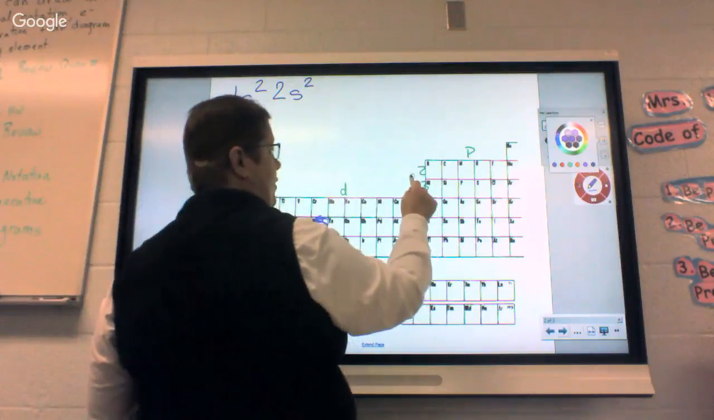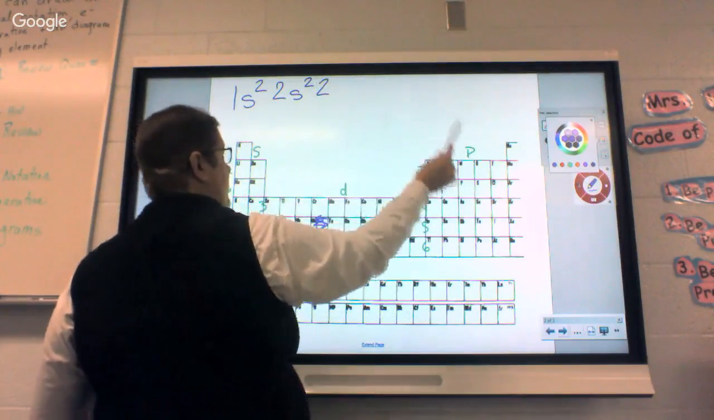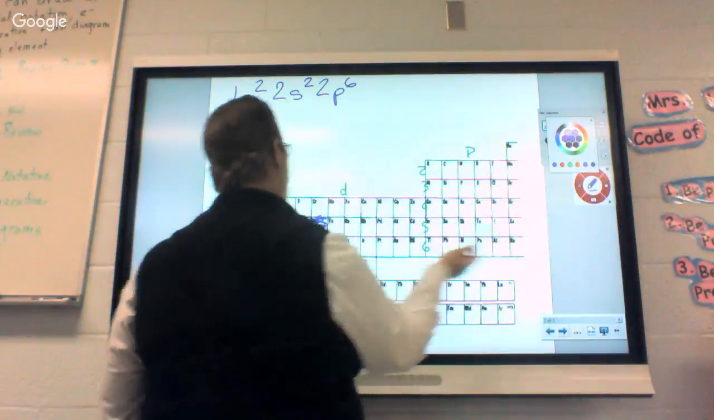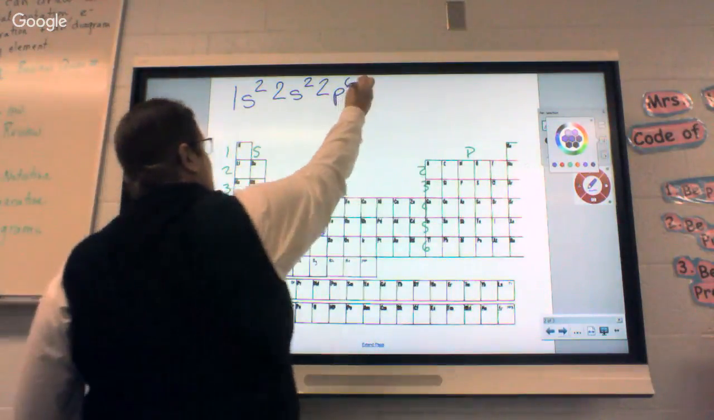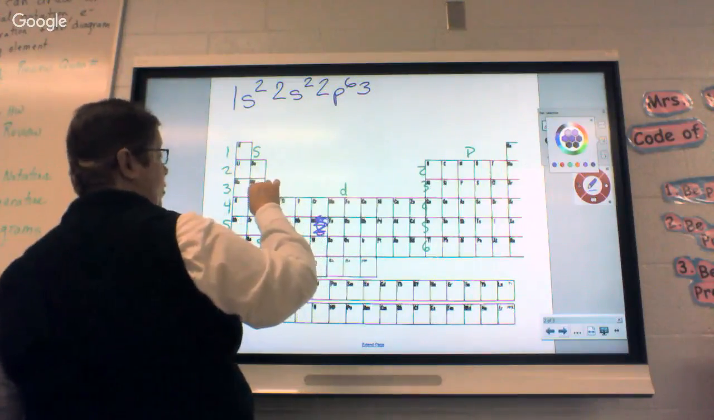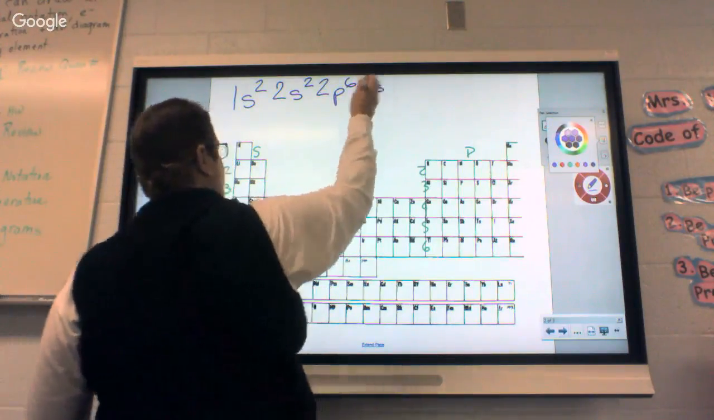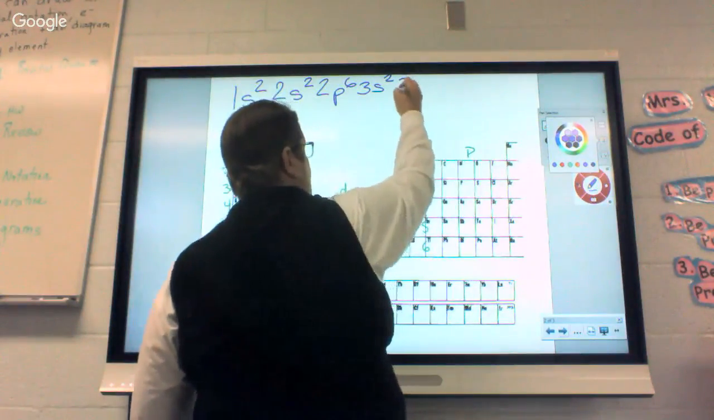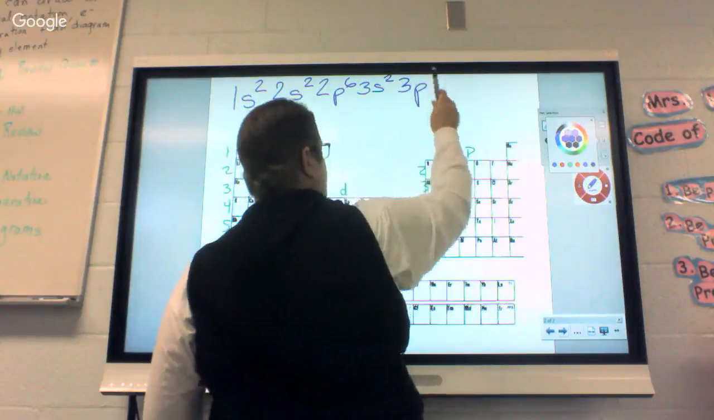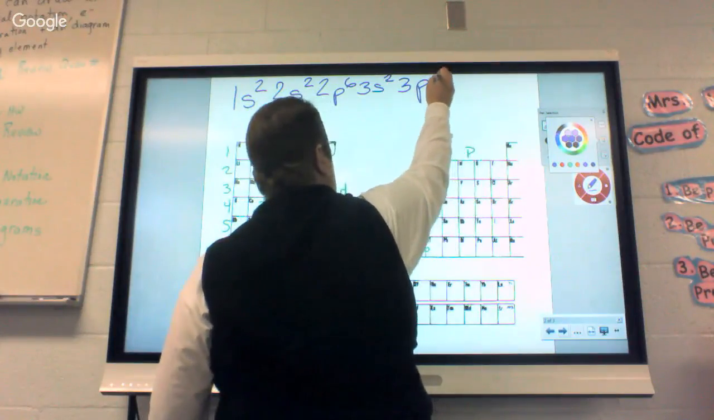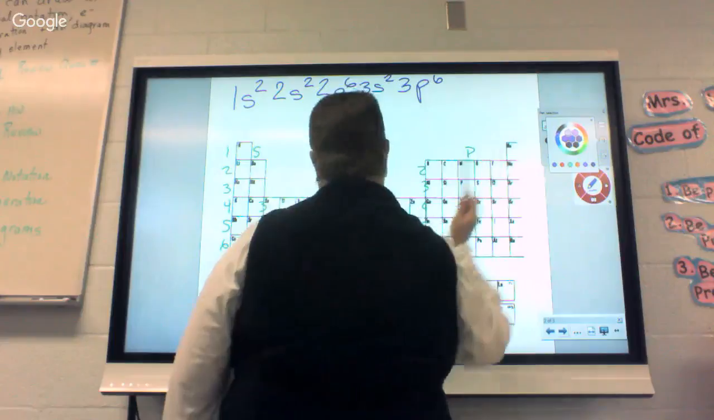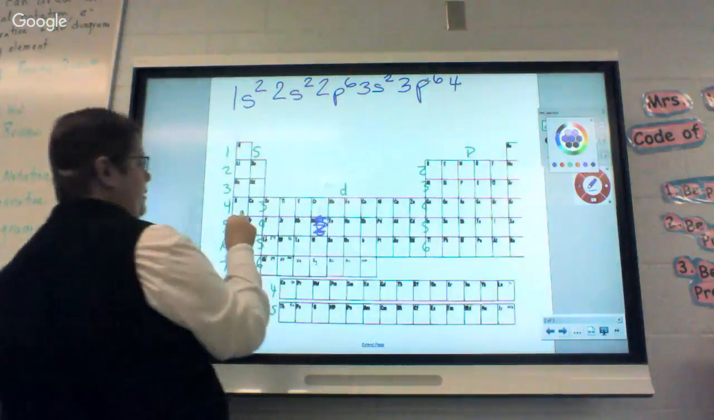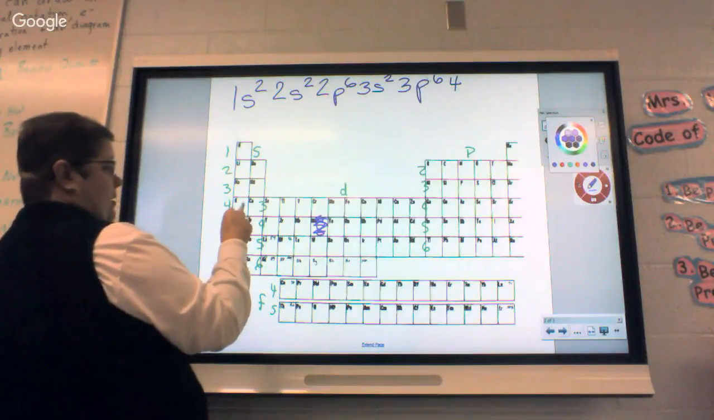Moving on. What number? 2. What block? P. How many? 6. From this side, back over, and I have what? 3. What block? S. How many? 2. Cruising over. 3. What block? P. How many? 6. From this side, back over, and I have what? 4. Block? S. How many? 2.